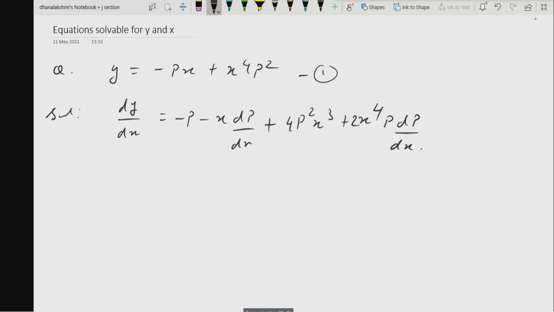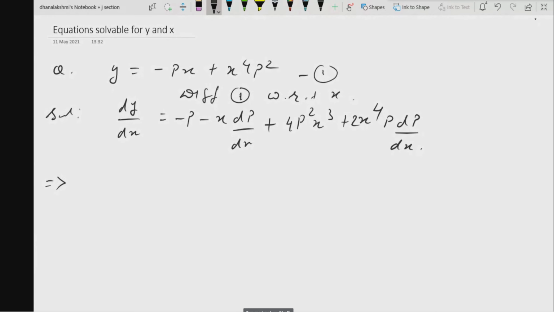This is how you need to differentiate the given equation with respect to x, which is in the form of y is equal to f of x comma p. Okay, now let us rewrite this thing.